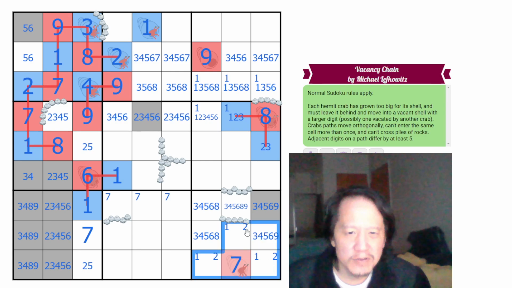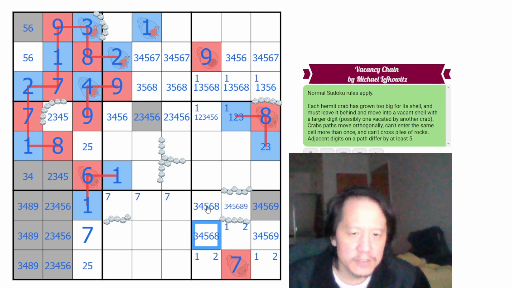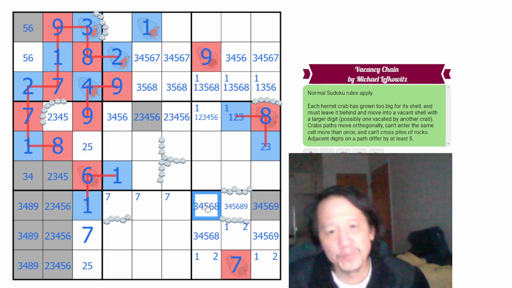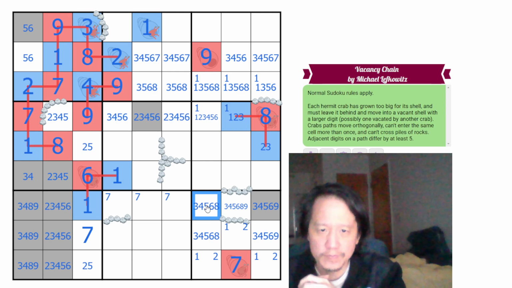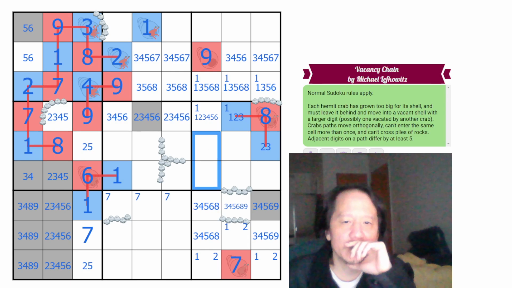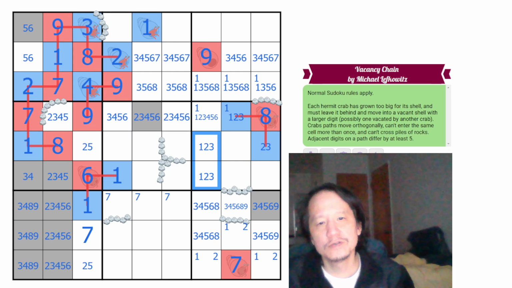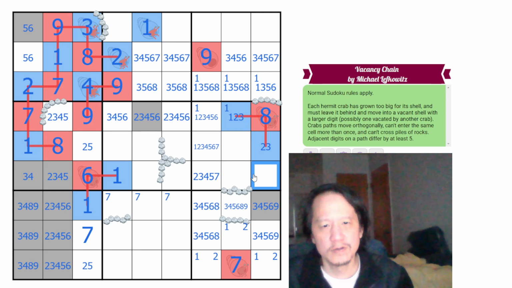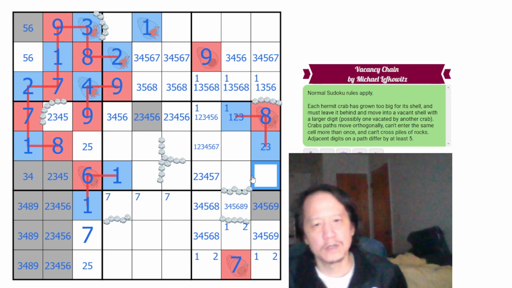I guess it could go that way. It seems a little weird. That would be 9, 1, and 2. 8, 3. It's possible. Okay, so this can't be 9 or 8. This is 1, 2, 3, 4, 5, 6, 7. This can't be 1 or 6, 2 or 7. Huh.